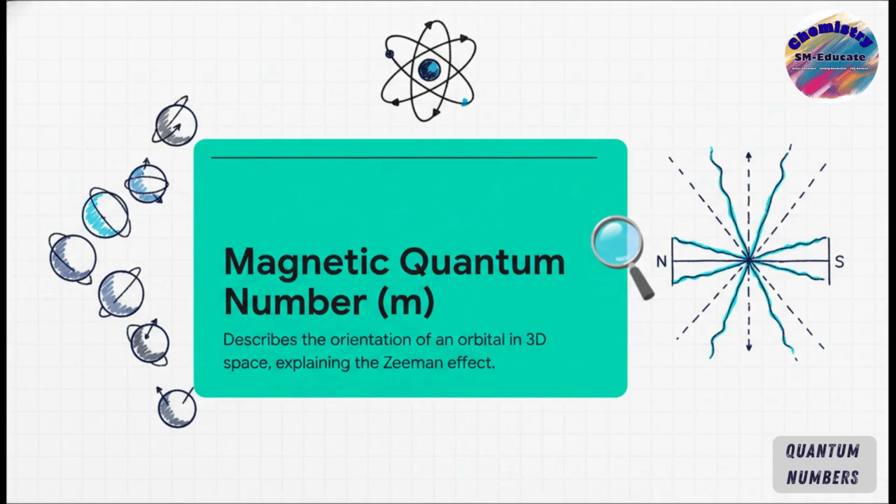What's really interesting is that the need for this number actually came from a real-world observation. Scientists noticed that when they put atoms into a magnetic field, their spectral lines would split apart. This is called the Zeeman effect. And that splitting could only mean one thing. The orbitals had different alignments in space.